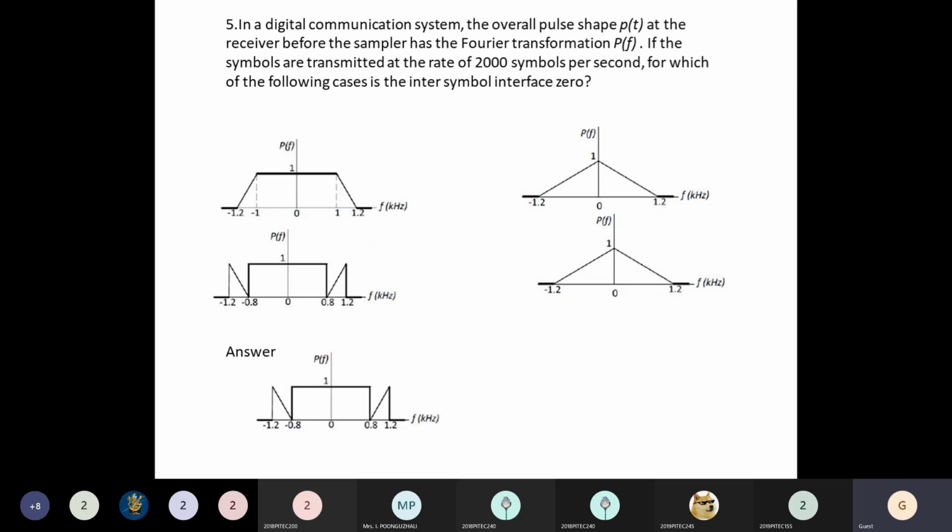So we have to read the question again carefully. In a digital communication system, the overall pulse shape p of t at the receiver before the sampler has the Fourier transform P of f. If the symbols are transmitted at the rate of 2000 symbols per second, for which of the following cases is the intersymbol interference zero? The third waveform has ISI zero. The answer is the third waveform.